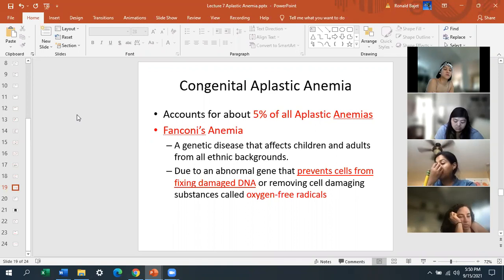And it's due to an abnormal gene and that prevents cells from fixing damaged DNA. So that you have these cells that identify damaged DNA and then it'll fix it. What happens is the gene that directs that process to take place, there's an abnormality in that. So, removing cell damaging substances called oxygen-free radicals.